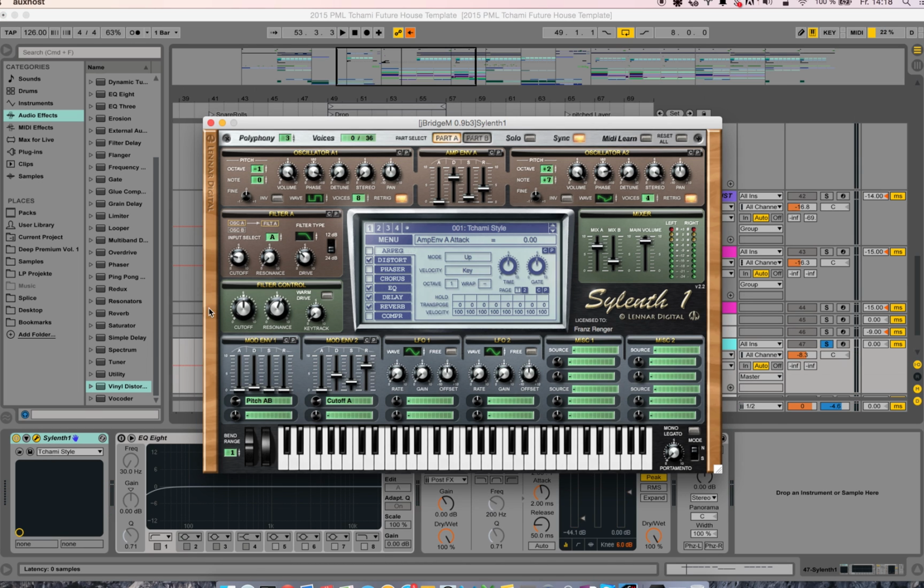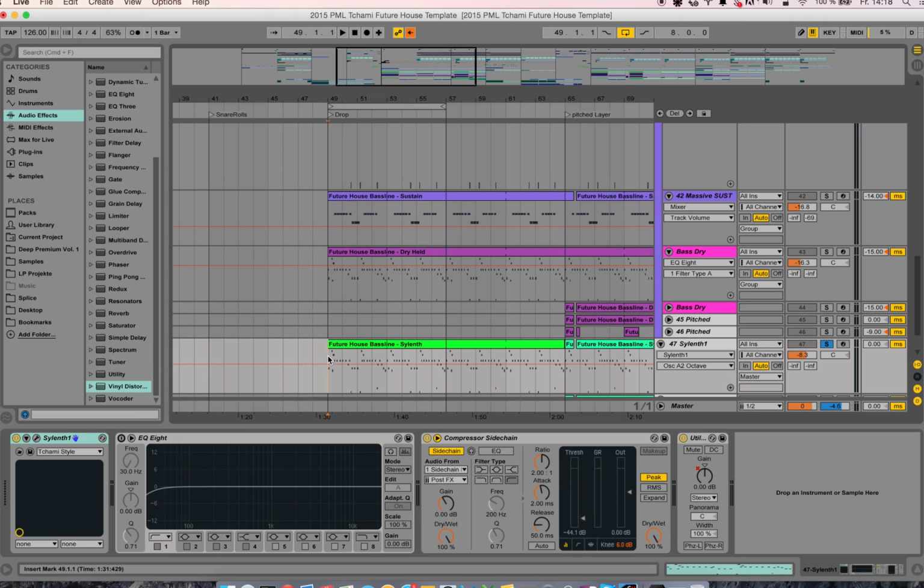Let's check out the preset. So we are using a square over here. Two octaves up, could be one as well. Let's put up one.